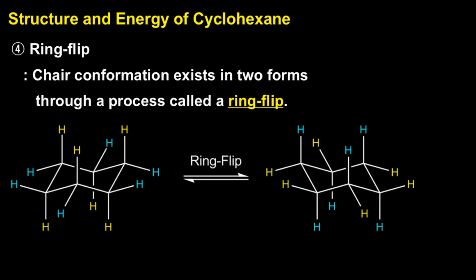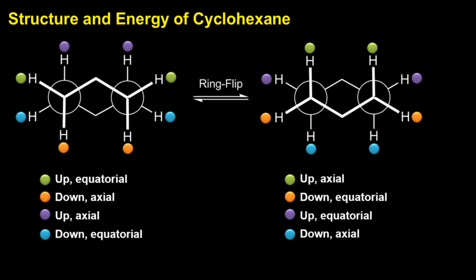You can clearly see this transformation in the image. On the left, the yellow-labeled hydrogens are in axial positions, and the blue-labeled hydrogens are in equatorial positions. After the ring flip, they've swapped. The yellow hydrogens are now equatorial, and the blue ones are now axial. Even though the shape looks different after the flip, it's still the same cyclohexane molecule. The only thing that's changed is the orientation of axial and equatorial groups.